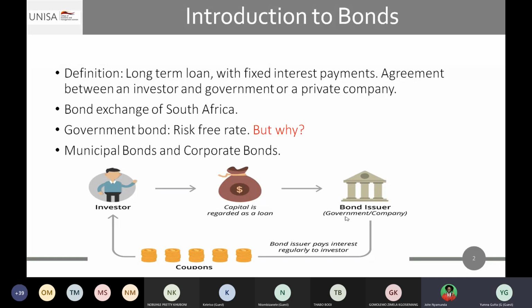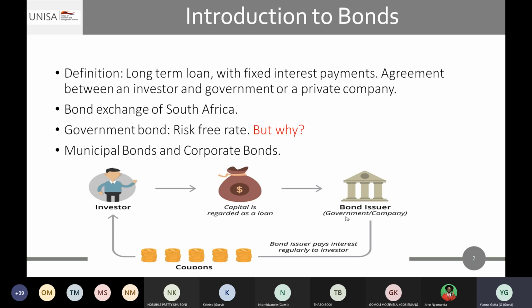Hopkins said, to your first question, because the government can print their own money if necessary. Okay, that's why it's risk-free. Then Tabo says the guaranteed return. Yes, Tabo, you're on the right track, because your money is guaranteed.